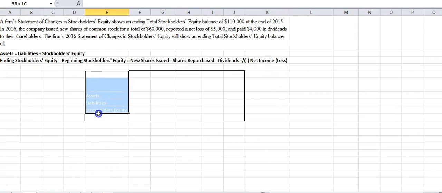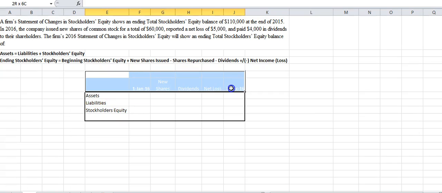So let's prepare this little chart here to see if we can get our answers. Let's see how I organize this.